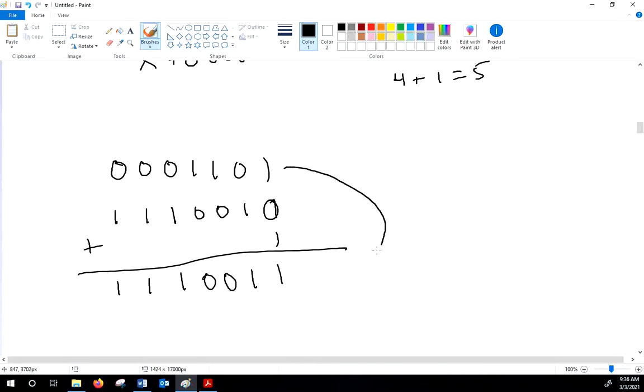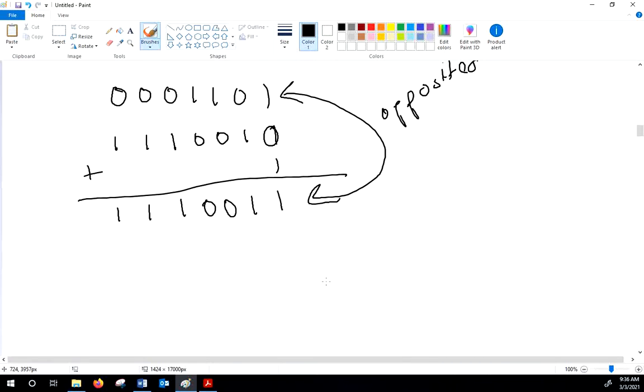So this number and this number are opposites. They are negatives. Flip all the bits and add 1. This number here is 13. This number here is negative 13. If I add these two numbers together, they will result in a 0 because they are opposite numbers. Oh, I forgot that we added 1. So you can see we had to add that 1 there. 1 plus 1 is 1, 0.